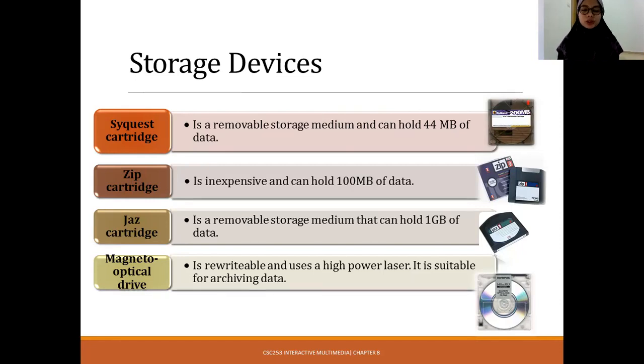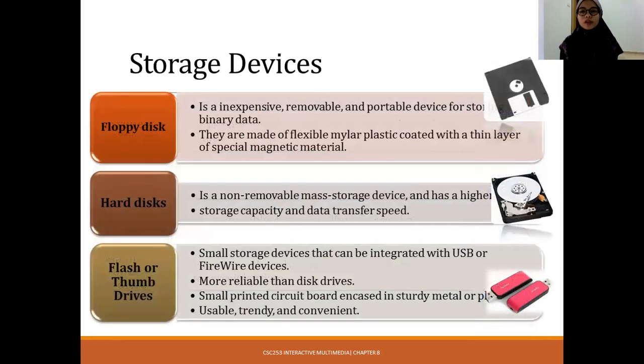Magneto-optical drive. Okay, it is rewritable and uses a high power laser. So this one is suitable for archiving data. Kenapa? The size. And then we have floppy disk. It is inexpensive, removable, and portable device for storing binary data.